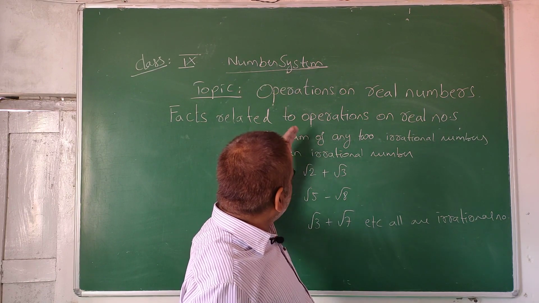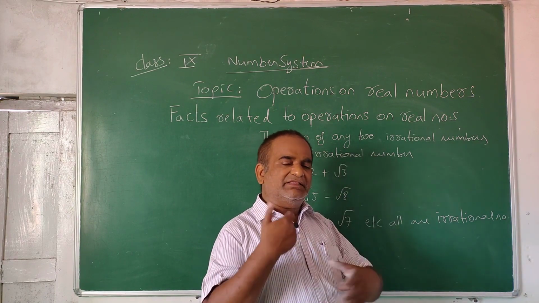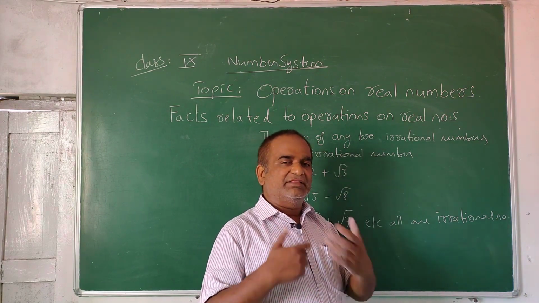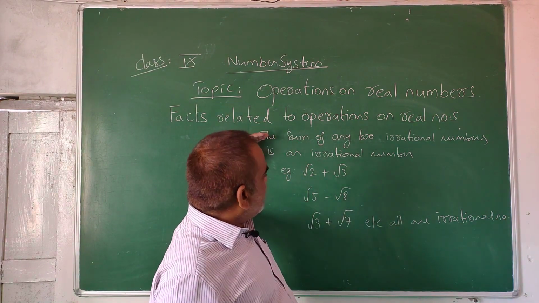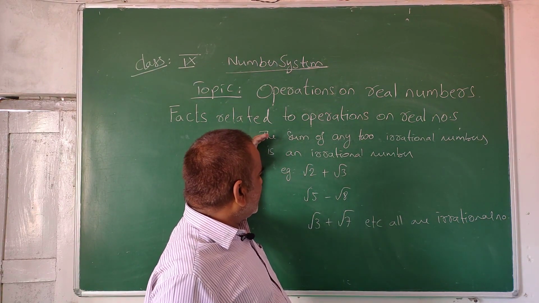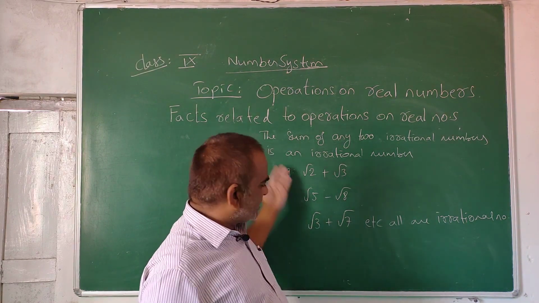This is an example. So sum means it is an algebraic sum, means it includes minus also. Sum means sum or difference, algebraic sum. So the sum or difference of any two irrational numbers is an irrational number. Okay, like this you can see.